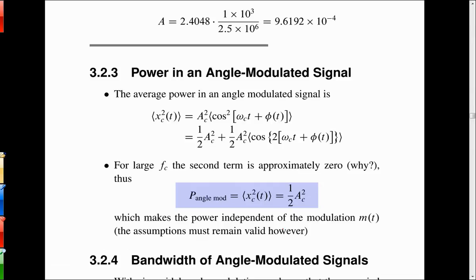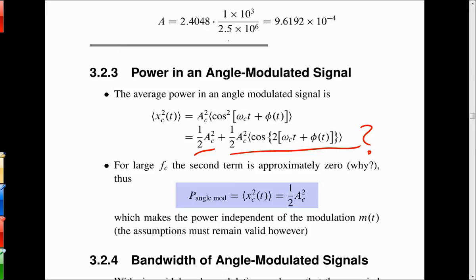So what about the power in an angle modulated signal? This is an interesting calculation because it's very simple. You want to find the time averaged value of the squared value of the signal, because that's the average power. And when you do that, you square out the cosine, you get the 1/2 AC squared, which we're familiar with. That's the power in the carrier. But what about this? That's the double frequency term, and the phase modulation is sitting inside of there.